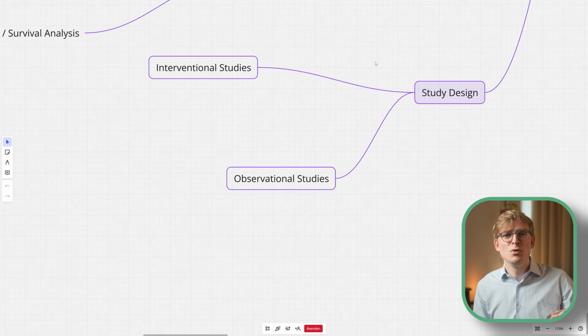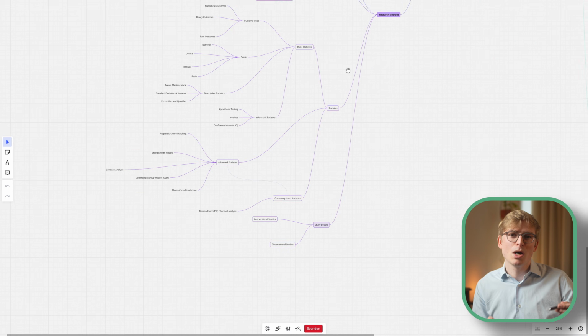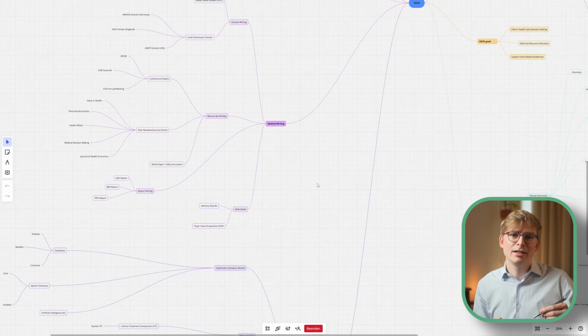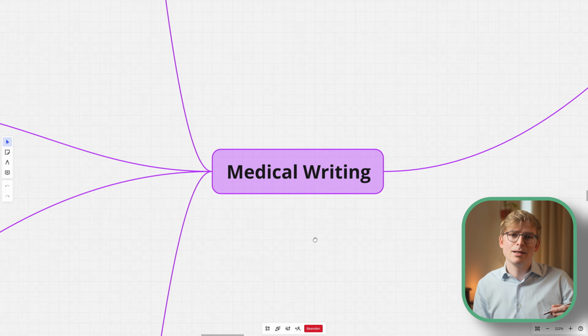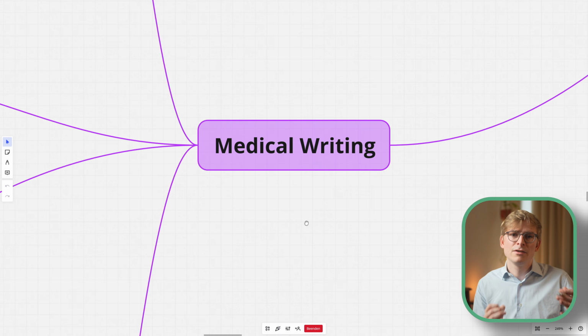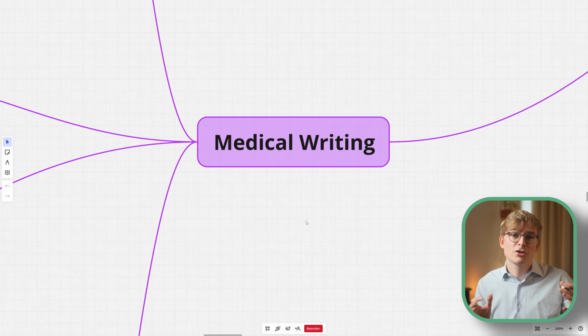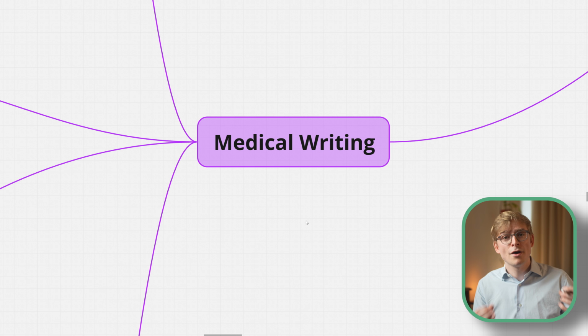Let's zoom out again and move to our next major node in our HEOR mind map. I gave medical writing its own place on the HEOR mind map, as I believe it is such an important element, given that none of our health economic models and outcomes research studies that we're working on are worth a dime if we can't communicate their results effectively.